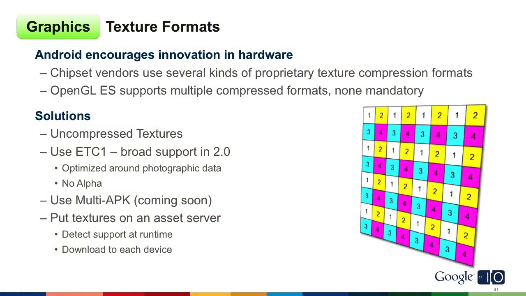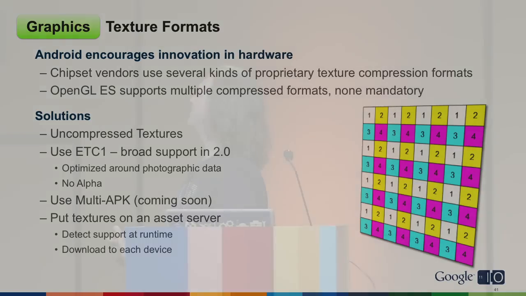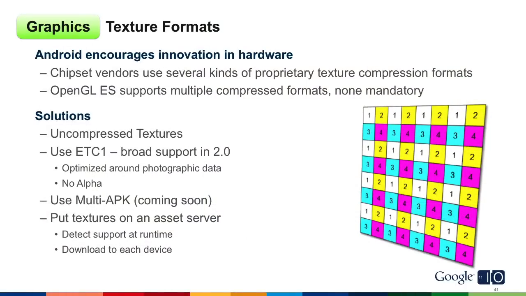The marketing way of describing this is that Android encourages innovation in hardware. What this means is that you have a problem as a developer. You've got to deal with potentially different kinds of proprietary texture compression formats. And if you want the best quality, you will. Because your other solutions are not all that great. You can use uncompressed textures. But what that means is that you are going to get a lower frame rate because you're going to be using more memory bandwidth. You can use ETC1, but ETC1 doesn't compress all data very well. It's mostly good for data that does not have sharp color transitions, and it does not support alpha.